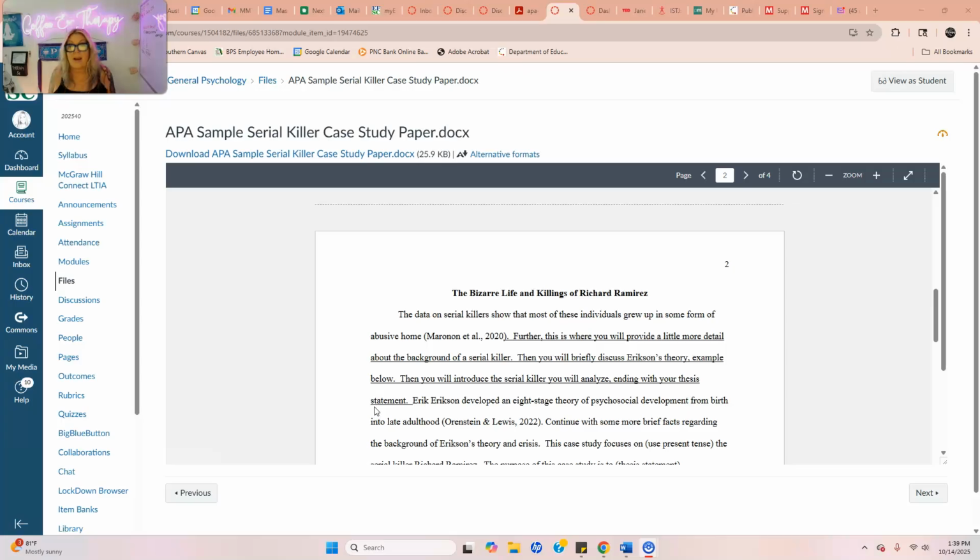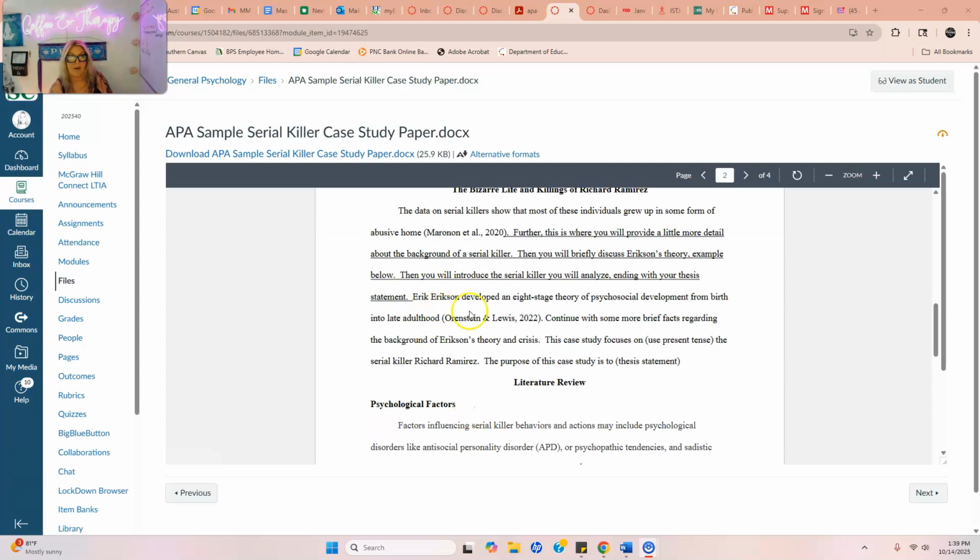So when you look up Erikson's psychosocial stages of development, you will find information that he wrote in 1959. Now, we're not using that. So again, go on Google Scholar, type in Erik Erikson's psychosocial stages of development. Then you notice how I did that, and I put very briefly, Erik Erikson developed an 8-stage theory of psychosocial development from birth into late adulthood. Boom. This is where I found it.